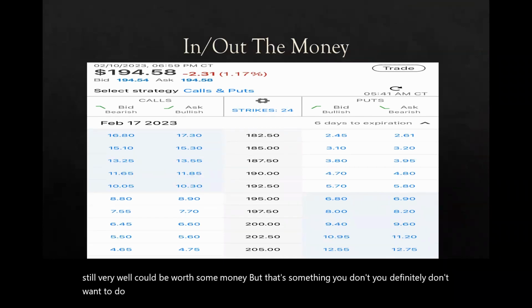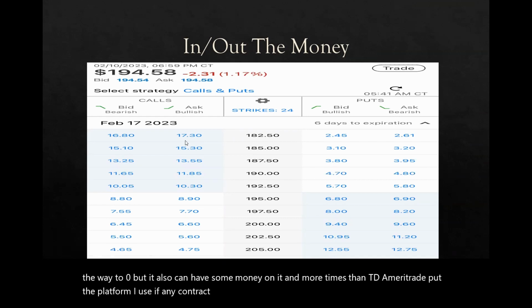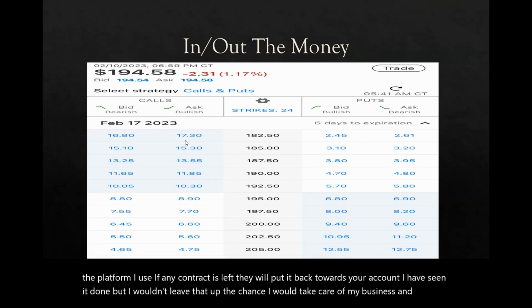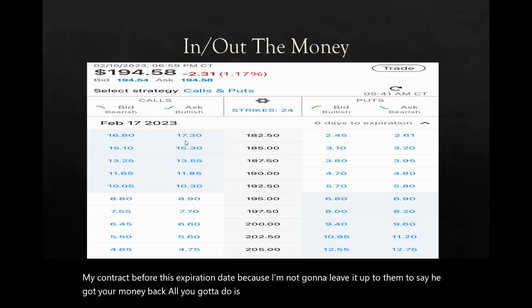But I have had it, because this contract can go all the way to zero, but it also can have some money on it. And more times than not, on TD Ameritrade, the platform I use, if any contract value is left, they will put it back towards your account. I have seen it done, but I wouldn't leave that up to chance. I would take care of my business and sell my contract before this expiration date, because I'm not going to leave it up to them to say, well, here goes your money back. All you got to do is just sell it.